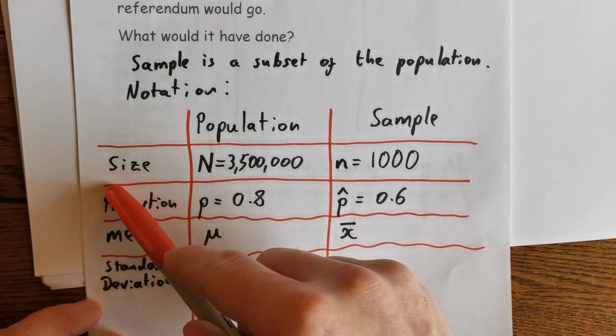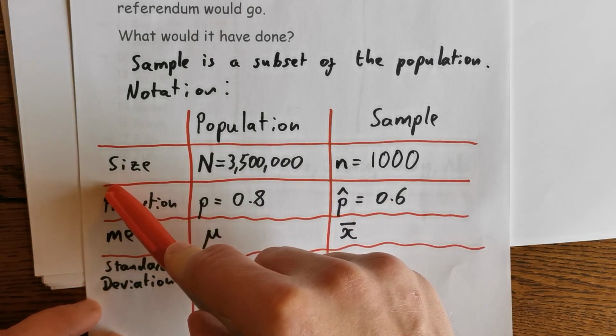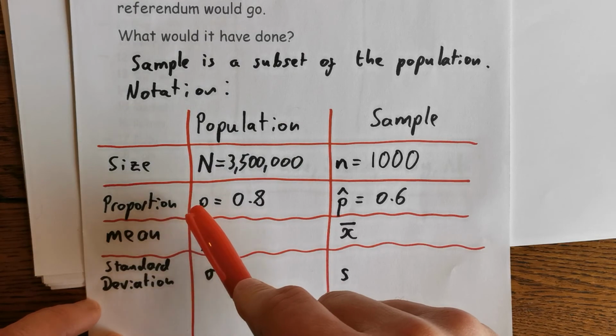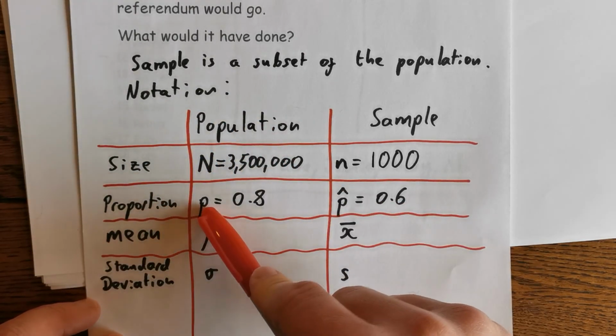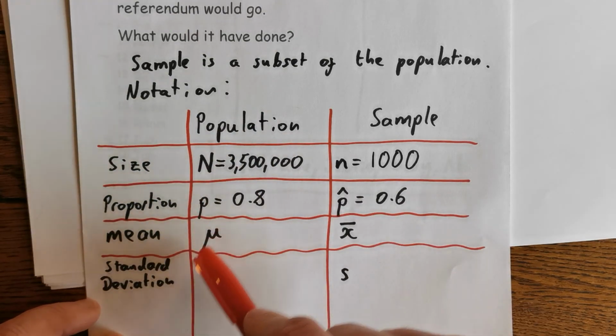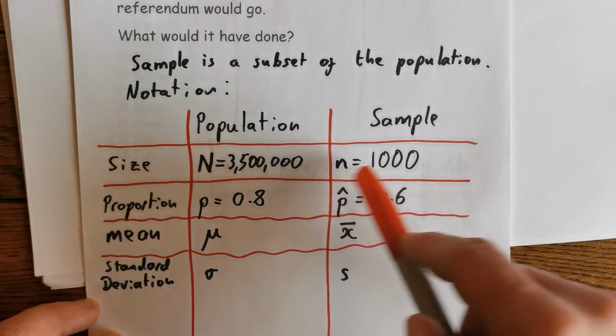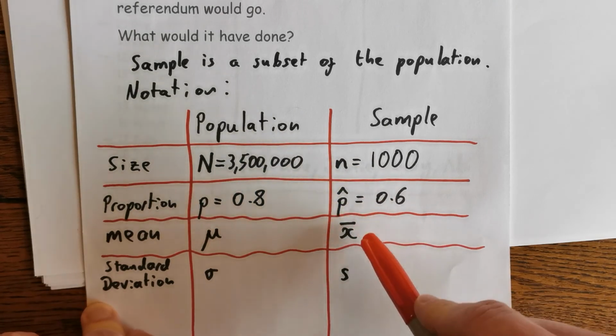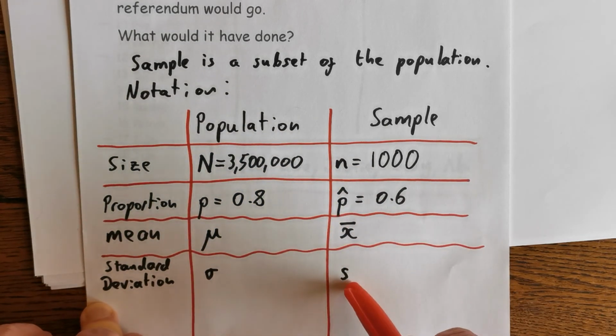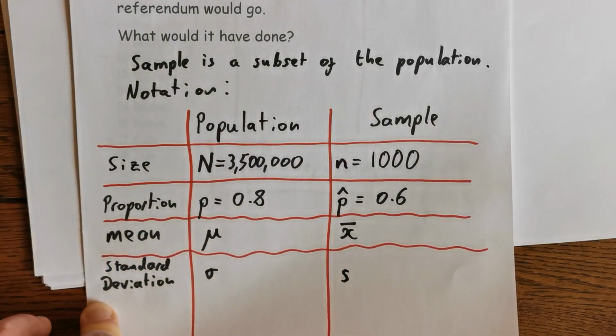Notation we use: the size of a sample is lowercase n. The size of a population is capital N. Population proportion is little p. The mean of a population is mu. The standard deviation is sigma. Sample size, lowercase n. Sample proportion, p hat. Sample mean, x bar. And sample standard deviation is s.